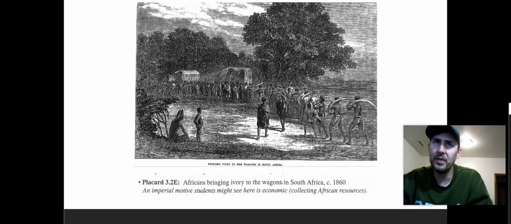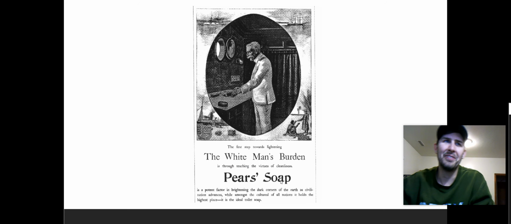All of these pictures that we've seen have all been for natural resources, or at least resources they could get. The next few are advertisements. So check this advertisement out. This advertisement was for Pear soap, and it says the white man's burden is through teaching the virtue of cleanliness. So could you imagine this being on anything nowadays?